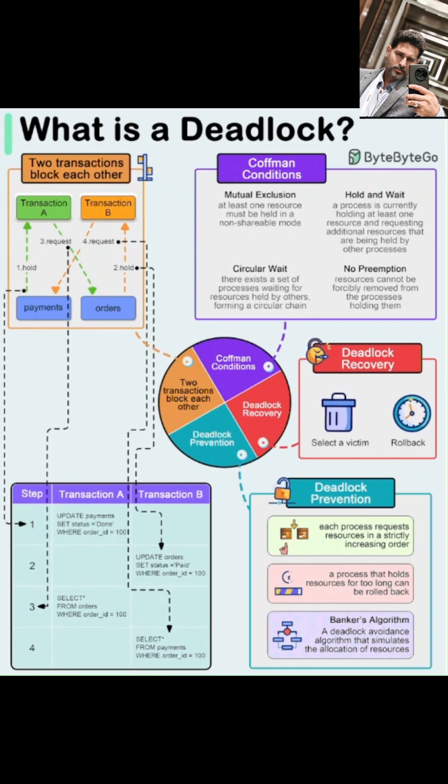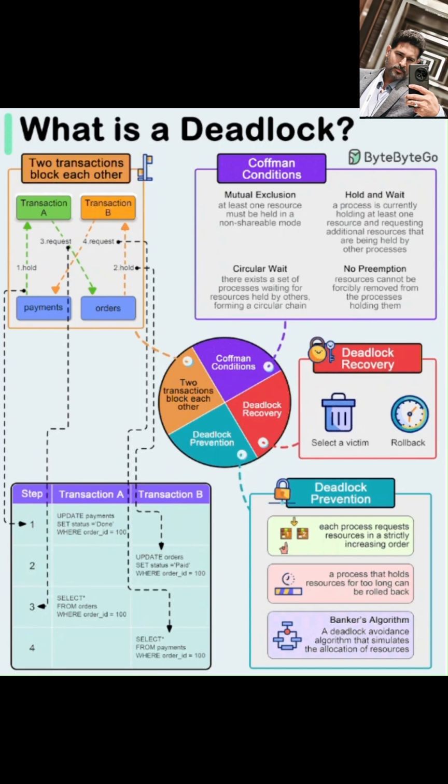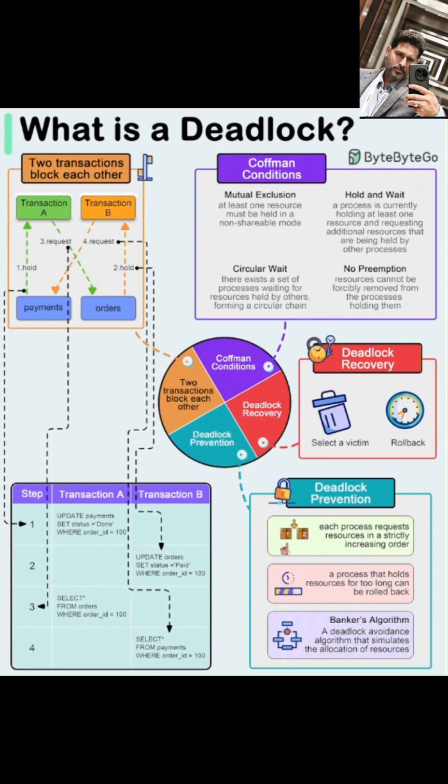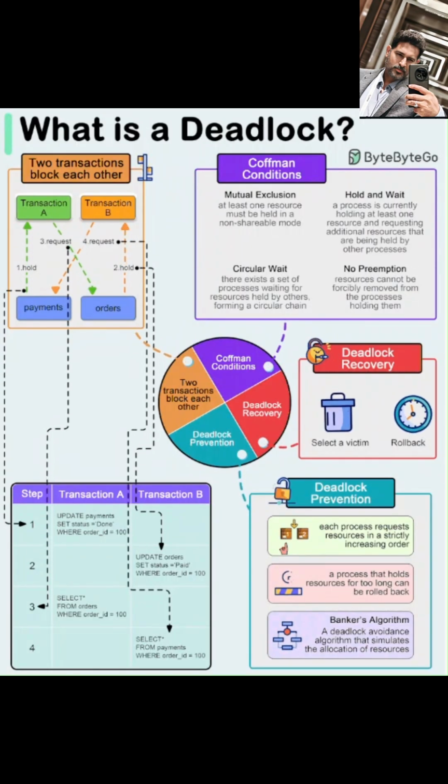Step 4. At the same time, transaction B needs to get information about the payment: SELECT * FROM payments WHERE order_ID = 100. But guess what? Transaction A has a lock on that payment information and is waiting for the order info. Boom! We have a deadlock. Transaction A is waiting for a resource held by B, and transaction B is waiting for a resource held by A. Neither can proceed, and they'll be stuck forever unless something intervenes.